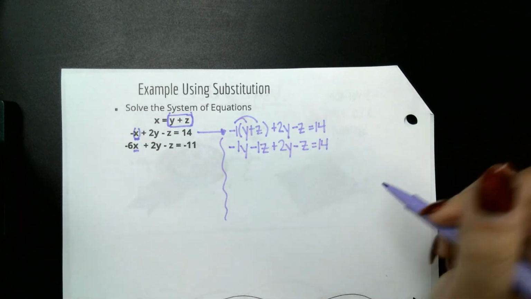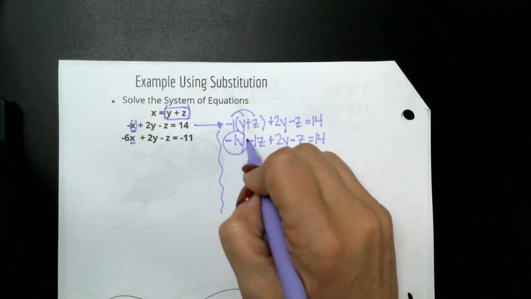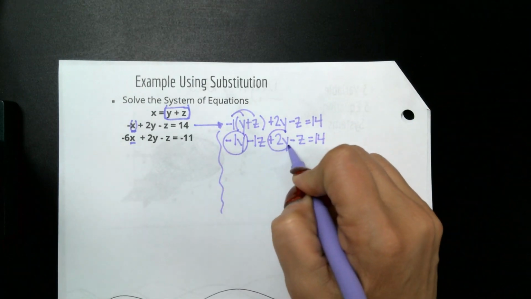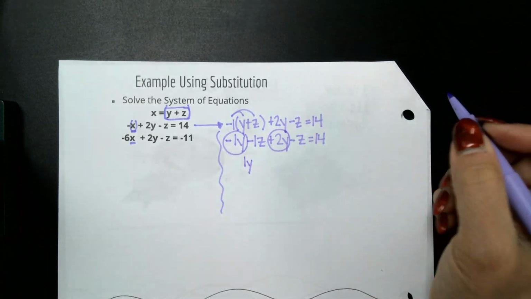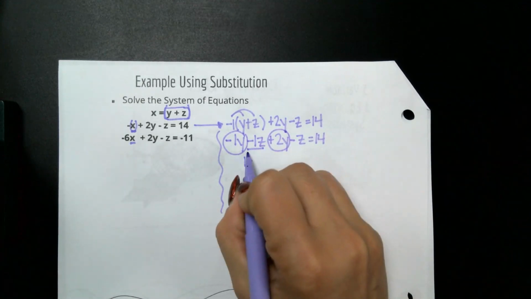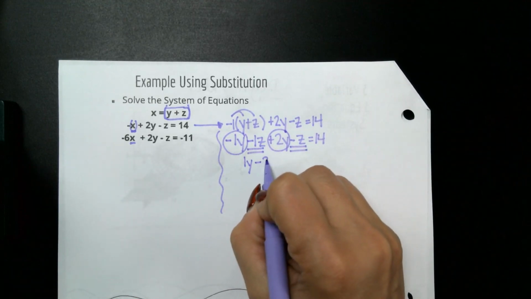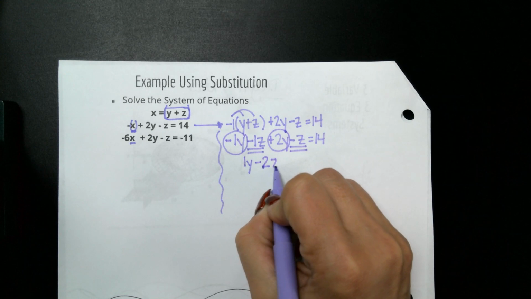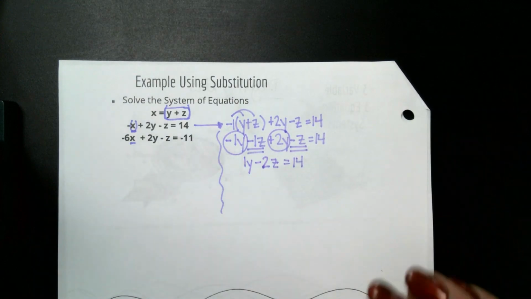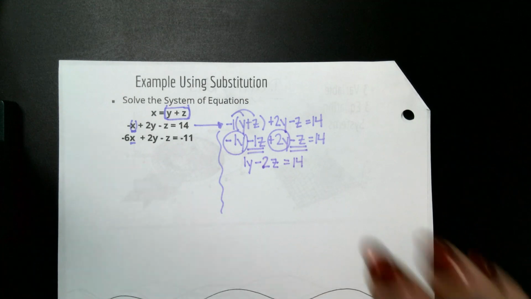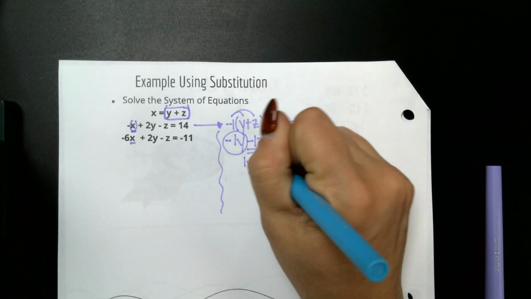Okay, do we have any like terms that we could put together? We have -1y plus 2y, which would make it 1y, yep. And then -1z with another -1z is -2z, and then equals 14. Now I can't do anything else, right? Because we still have a y and a z. So for right now, let's leave this alone.